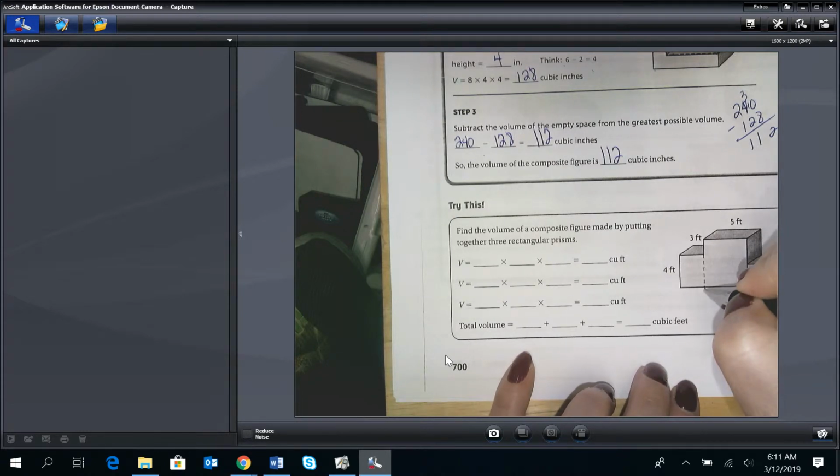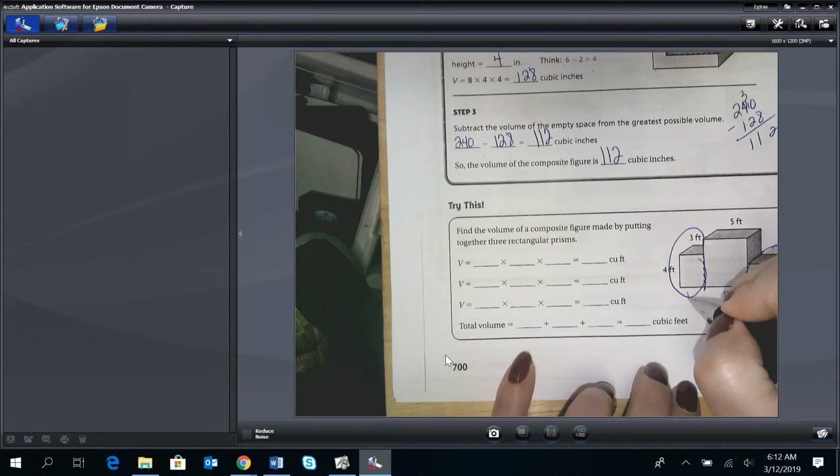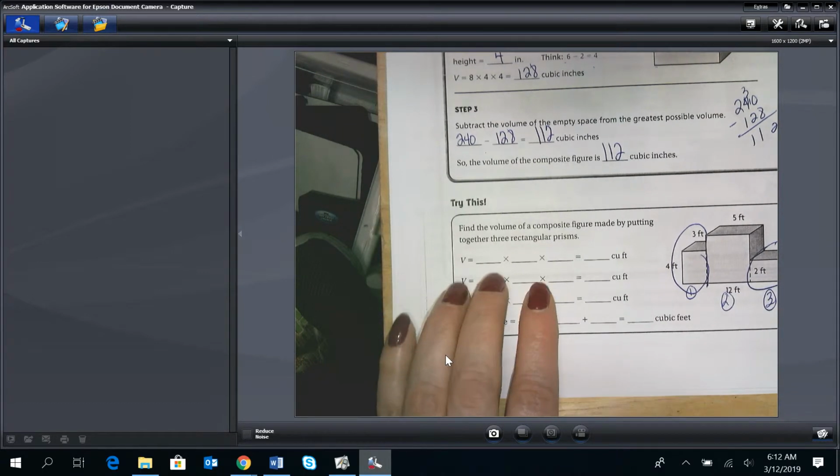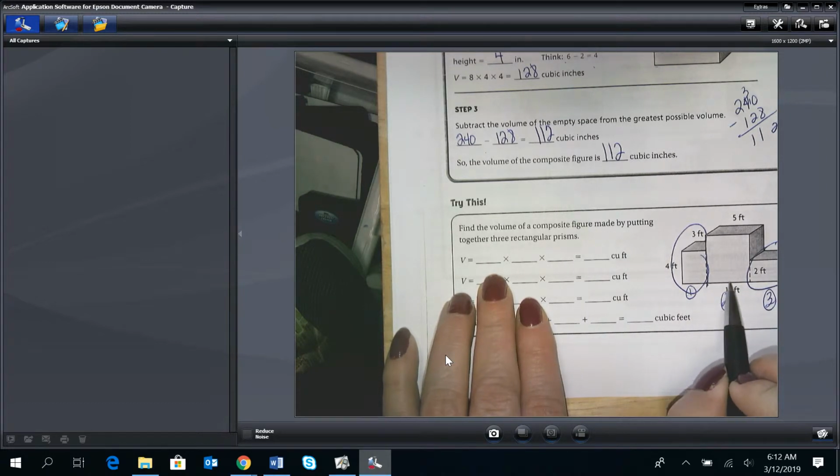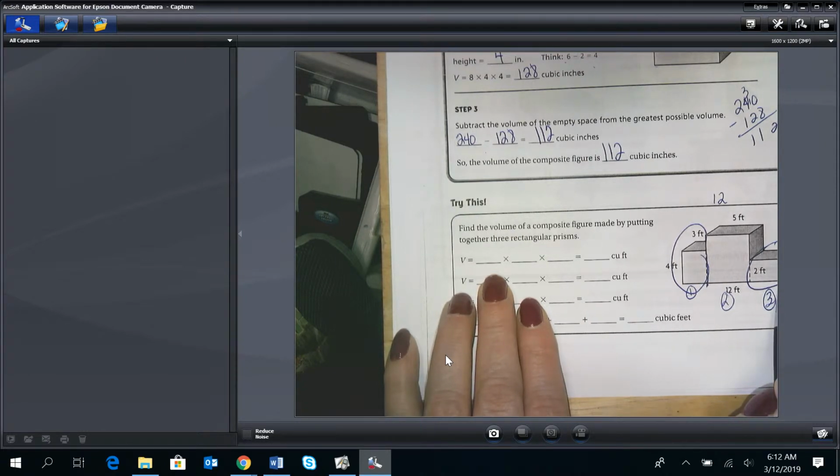I'm going to break this one in 3 because it's kind of got 3 different dimensions, 3 different rectangular prisms. So let's do this one first, then this one, and then this one. So if we look at this one, we know that our length is probably our trickiest one because we know it's all 12. So we're going to start off with 12 inches altogether, but how much are we going to take off?